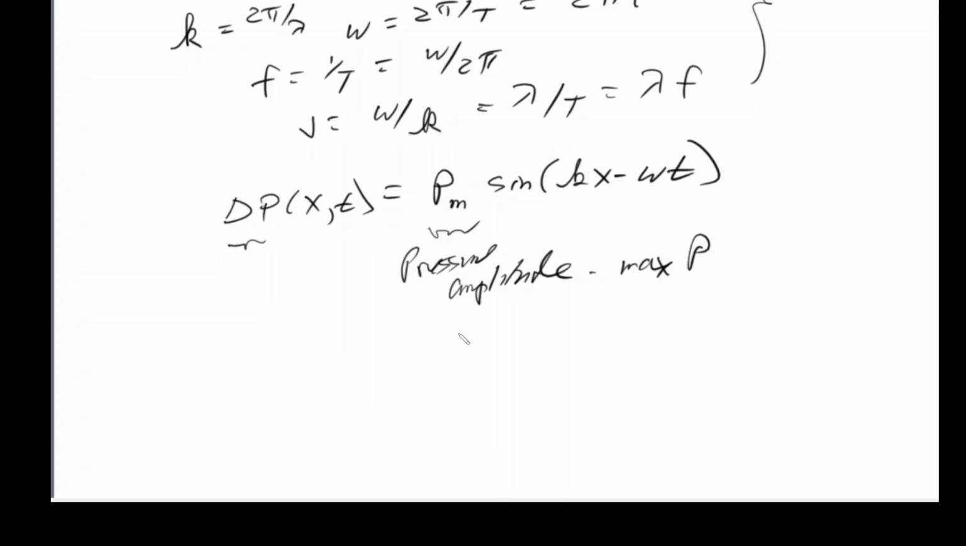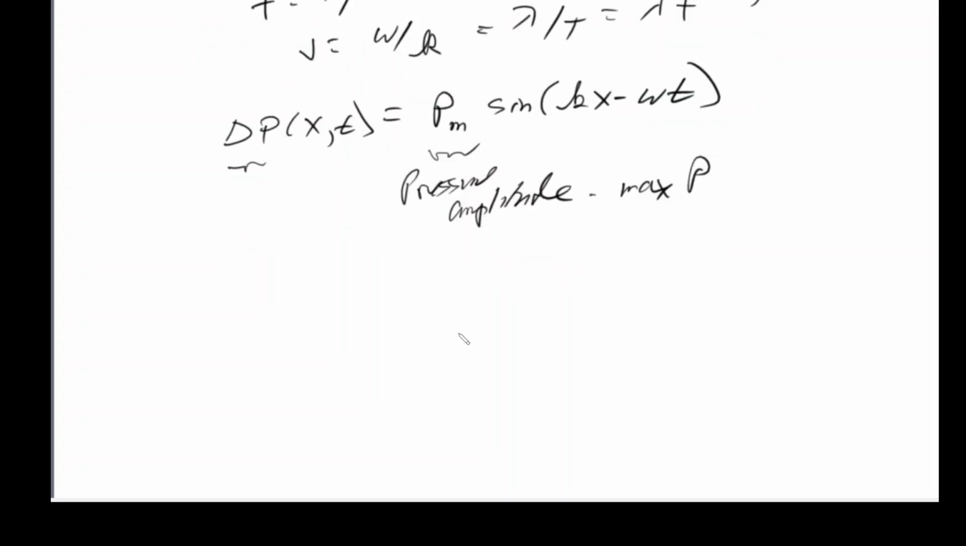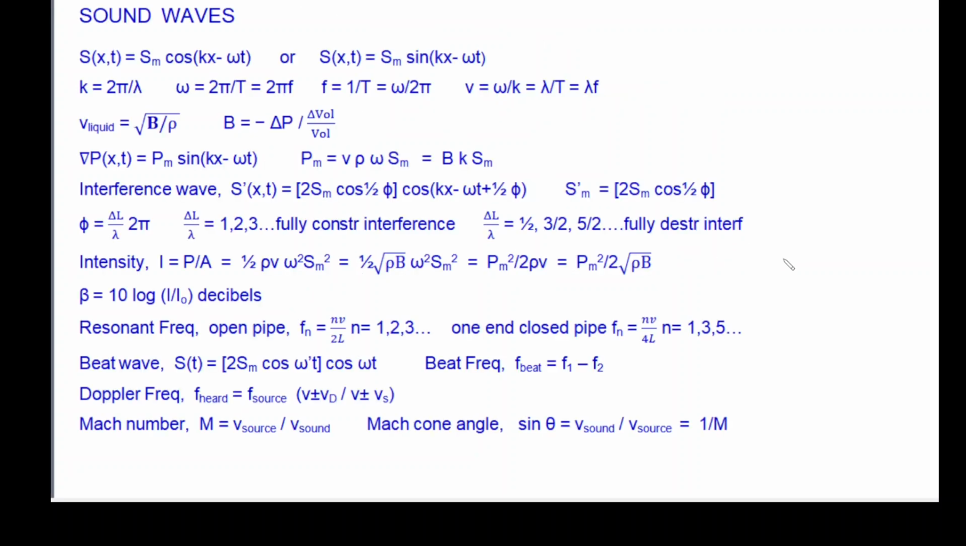And if you go through the derivations in the textbook, you'll find that Pm is equal to velocity times density of the medium times angular frequency times maximum displacement, which also becomes equal to bulk modulus times omega times s_m. Now let's look at the interference of sound waves.